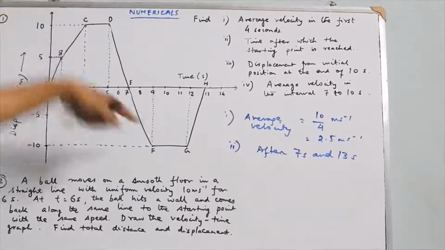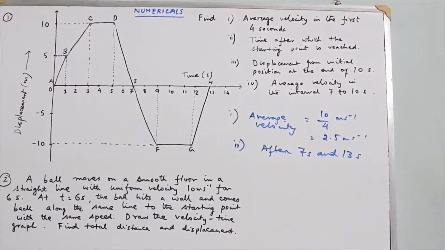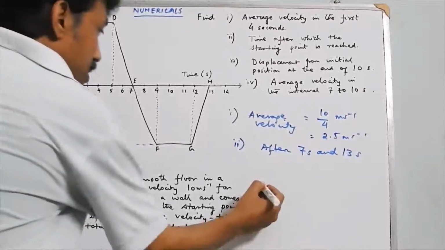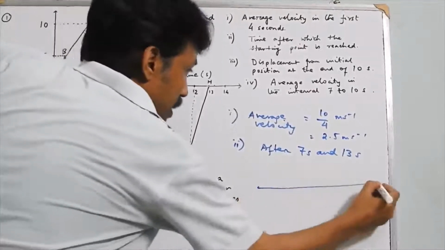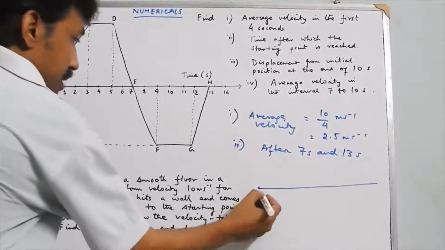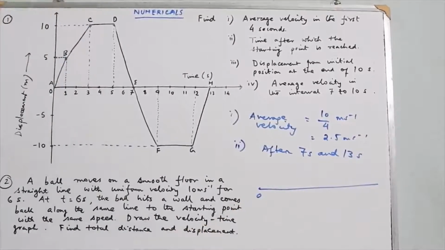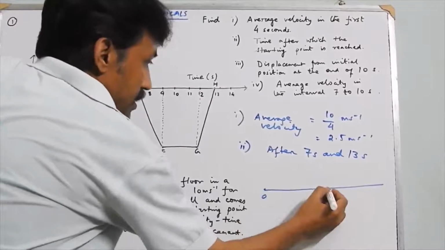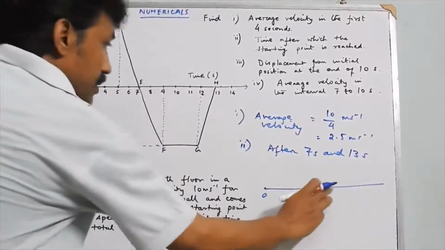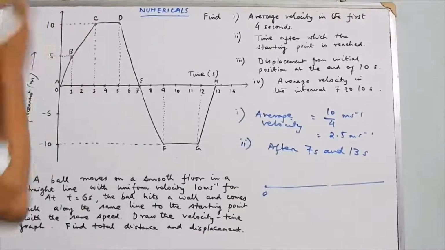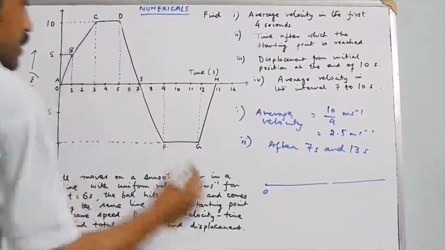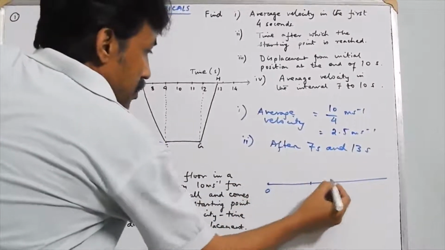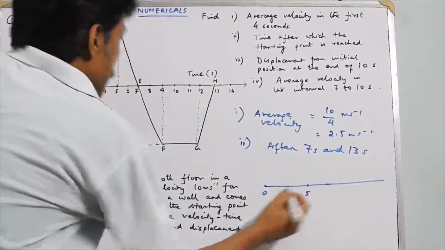Now this is a graphical representation. If you consider the straight line motion, say for example the body is moving along a straight line. The body has started its journey from the point O. So up to 7 seconds, suppose it has reached here, and up to 5 seconds, it has travelled up to this point.